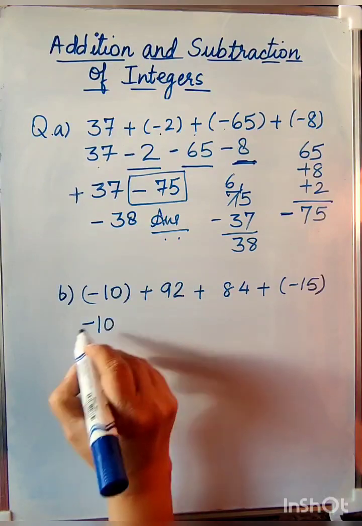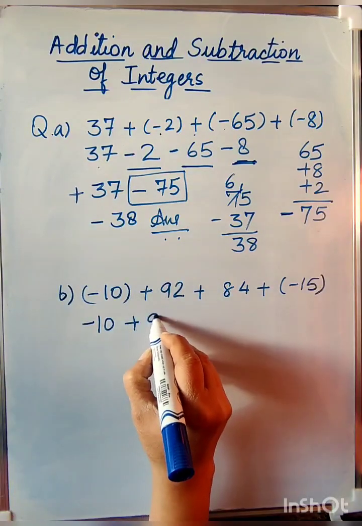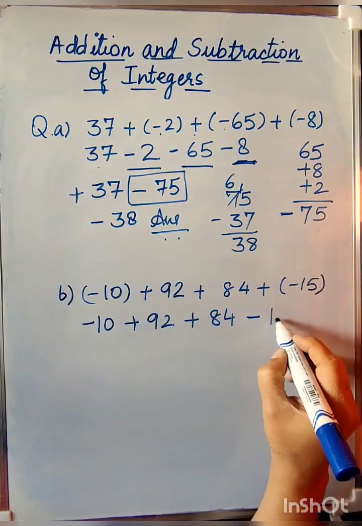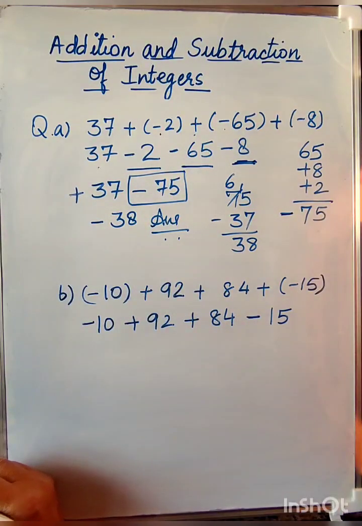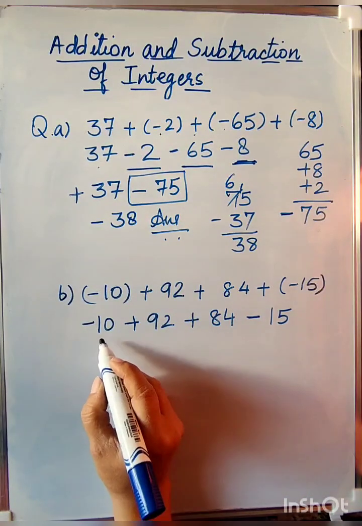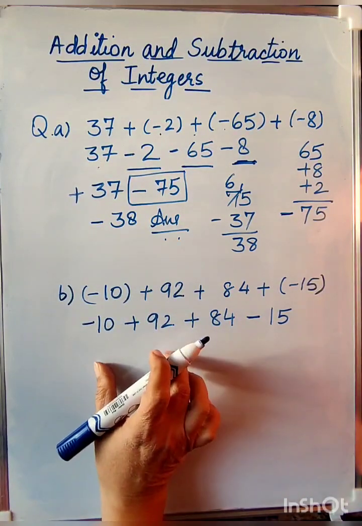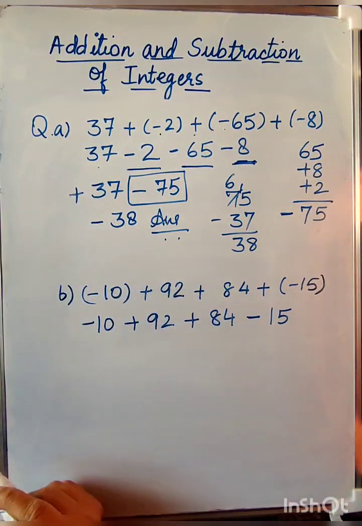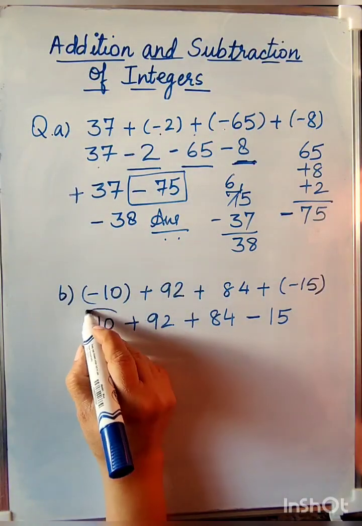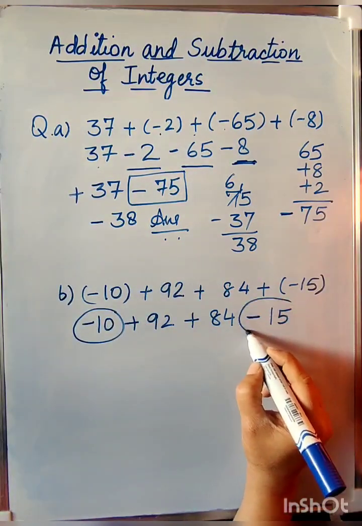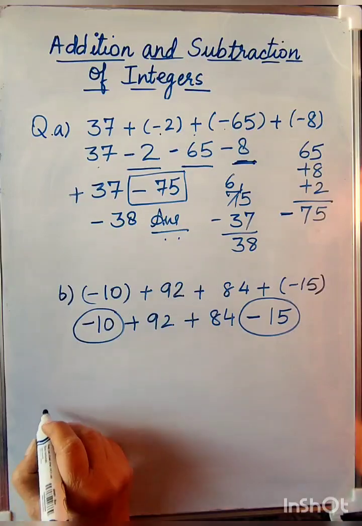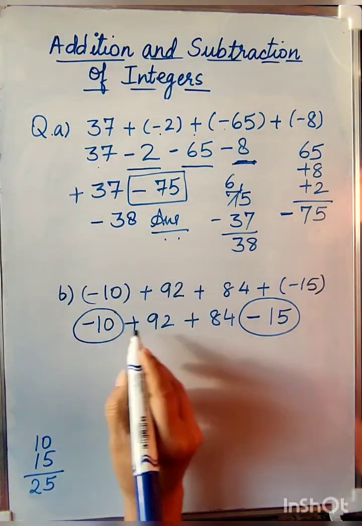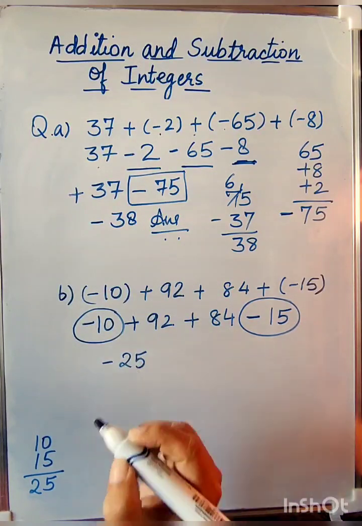Similarly, this will be minus 10 plus 92 plus 84, and plus into minus gives you a minus of 15. So here simply again you can solve like you will add 92 to minus 10, to the answer you can add 84, then again to the answer you can subtract 15 and get the answer. But in a single step, take the numbers that are having the same signs, that is 10 and 15, and I will add them. This will give me 25 with a minus sign. So this will be minus of 25.